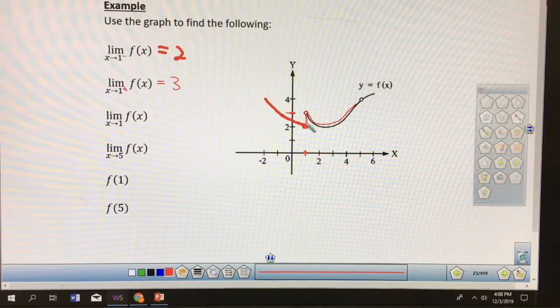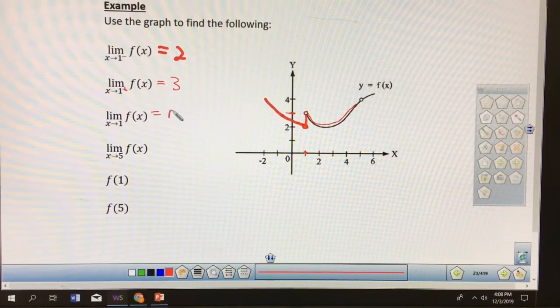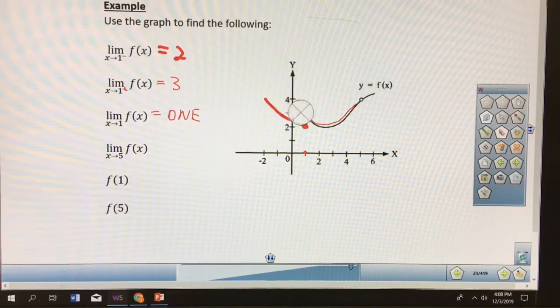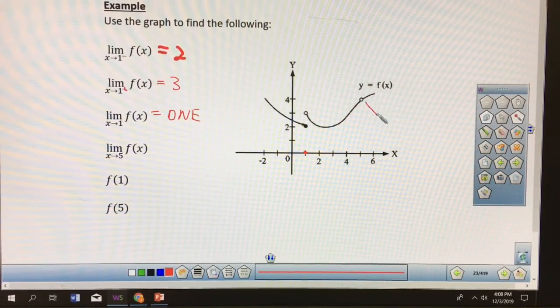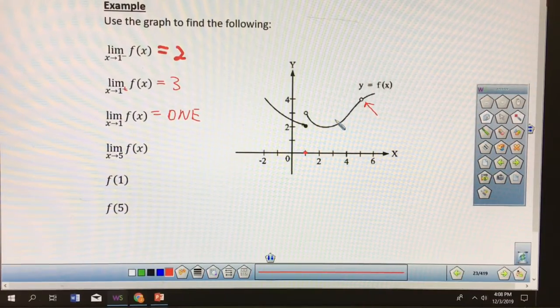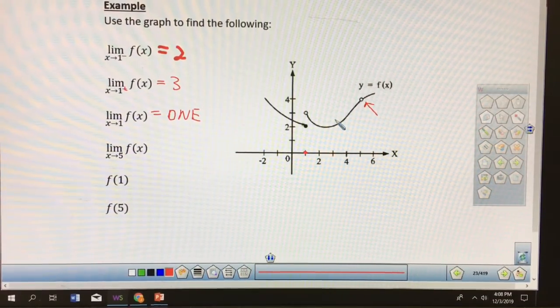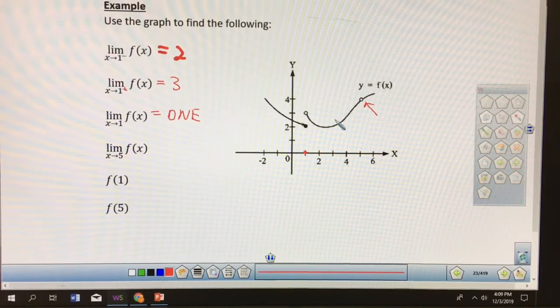Because there's a jump there. See how there's a jump? That's a DNE. The limit does not exist. Alright? Now, the limit does exist at this hole. Because it doesn't do that. If it's got a hole, the limit exists at the hole. But if it's like this, if it snaps away, if you have a jump, no, the limit does not exist.